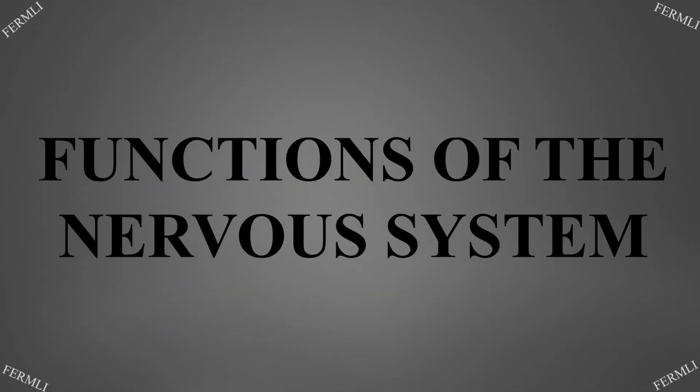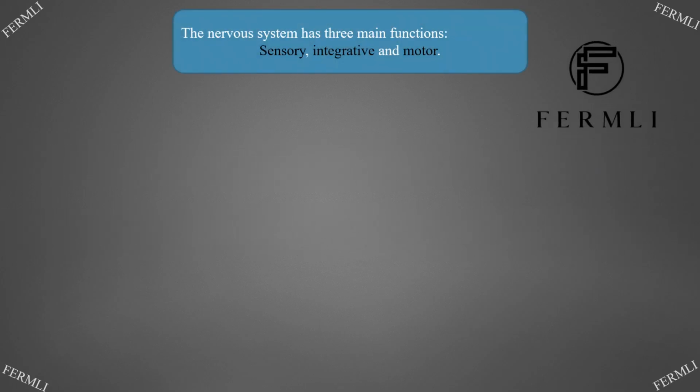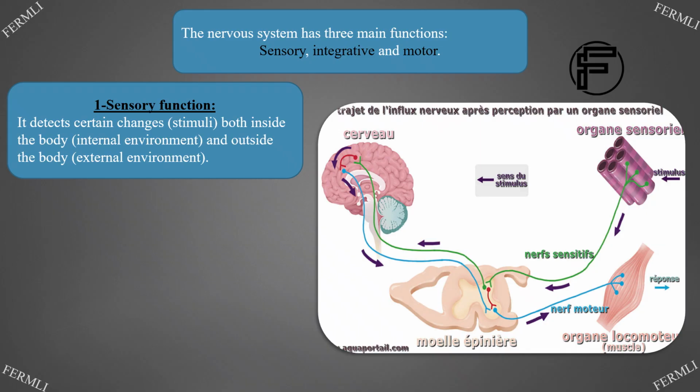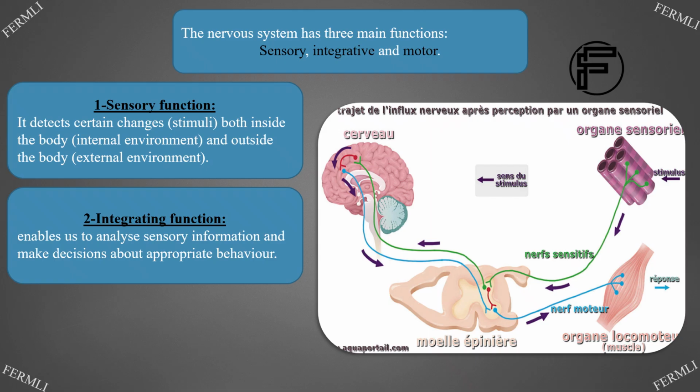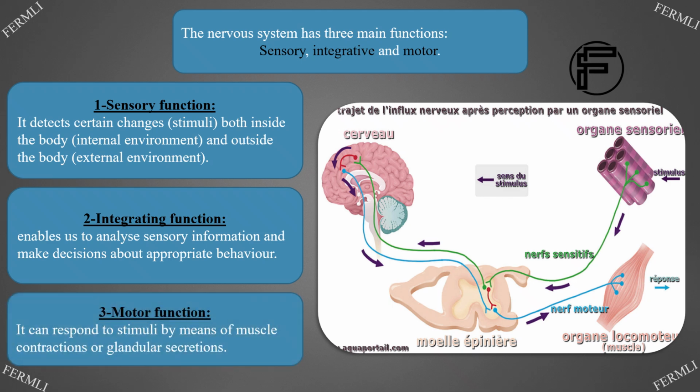Functions of the nervous system. The nervous system has three main functions: sensory, integrative, and motor. One, sensory function: it detects certain changes, stimuli, both inside the body, the internal environment, and outside the body, the external environment. Two, integrating function: it enables us to analyze sensory information and make decisions about appropriate behavior. Three, motor function: it can respond to stimuli by means of muscle contractions or glandular secretions.